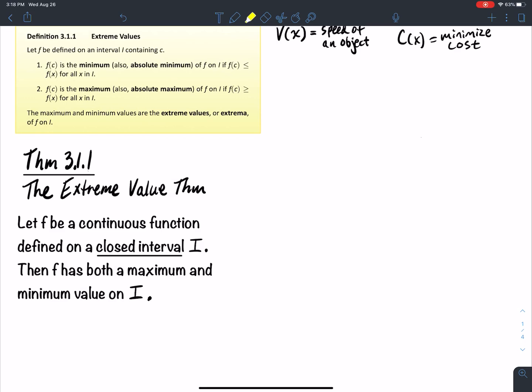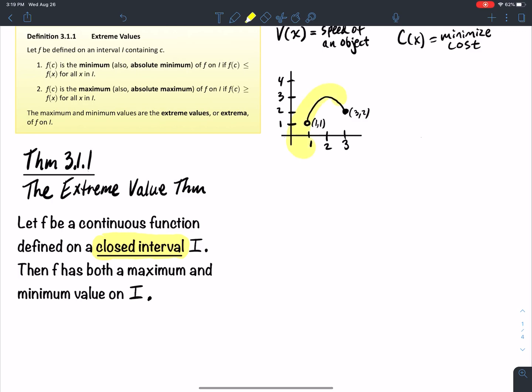So what is the extreme value theorem? Remember, the extreme values are those maximum and minimum values on some interval for a function. Let f be continuous. It's very important that f is continuous, and defined on a closed interval. If it's defined on a closed interval, then f has both a maximum and a minimum. So this is an existence theorem. As long as we've got a closed interval for a continuous function, then it's got to have a max and a min.